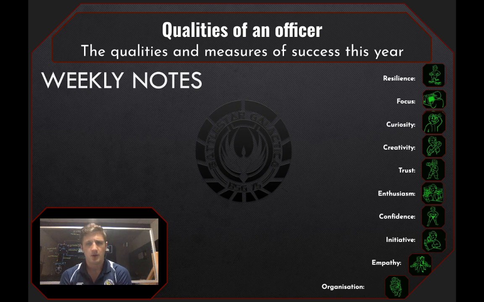The qualities of an officer. So in the game that I've created for your son in science, I measure his success based on 10 purpose-driven learning words. And those purpose-driven learning words I've coined as the qualities of an officer. They're the qualities that make a successful person. And you see them there down the right of your screen as you're looking at it. Resilience, focus, curiosity, creativity, trust, enthusiasm, confidence, initiative, empathy, and organisation.